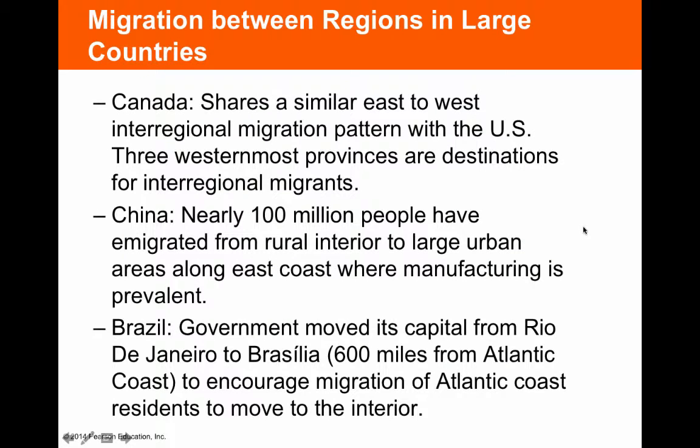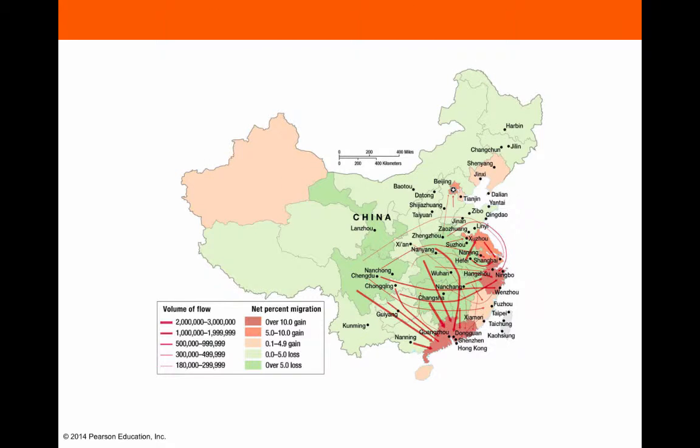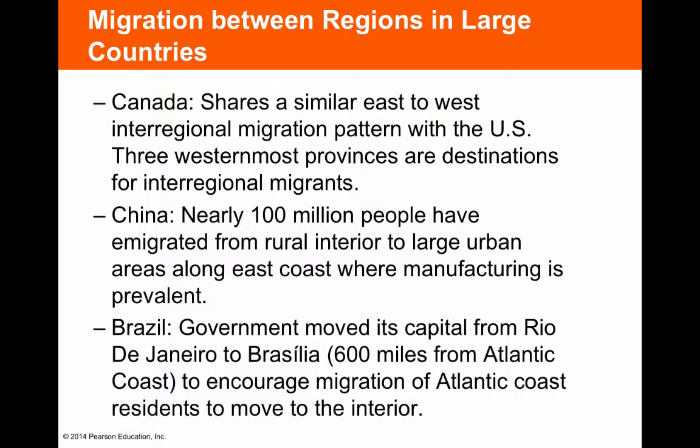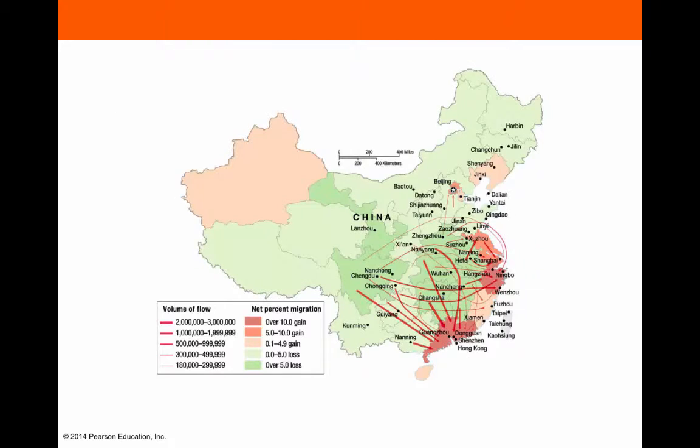Okay. So Canada shares a similar east to west interregional migration pattern with the U.S. They've got three westernmost provinces, and these are destinations for interregional migrants. Let's see if we have a picture. No, China. Okay, China: nearly 100 million people have emigrated from rural, remember, emigrated is to go from somewhere, from rural interior to large urban areas along the east coast where manufacturing is prevalent. Let's look at that map.